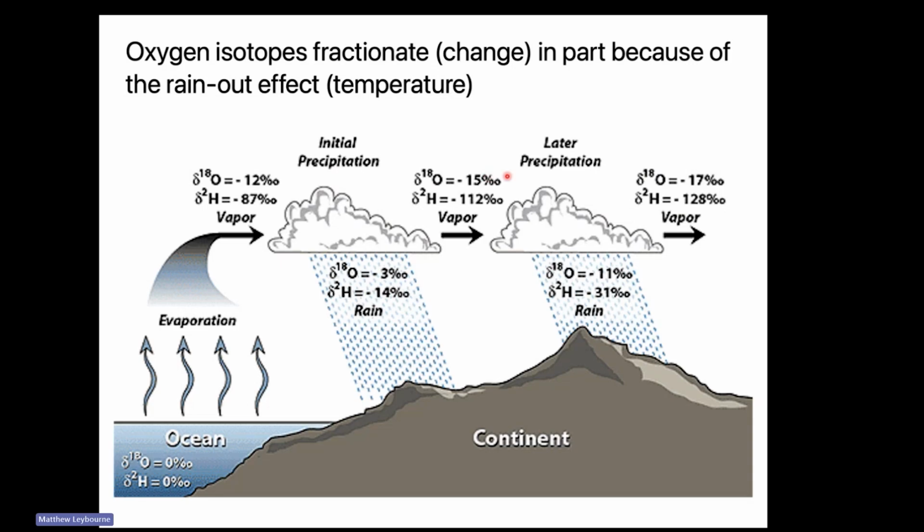And then if it rains again higher up in elevation, that same process happens. Now the rain has an isotope value of minus 11. So it's more negative than the first rain because there are fewer heavy isotopes by the time we get to that second round of precipitation, and so on. This process repeats itself. And so as we move from the coast inland in a continent, the isotope values become increasingly negative, or increasingly lighter.